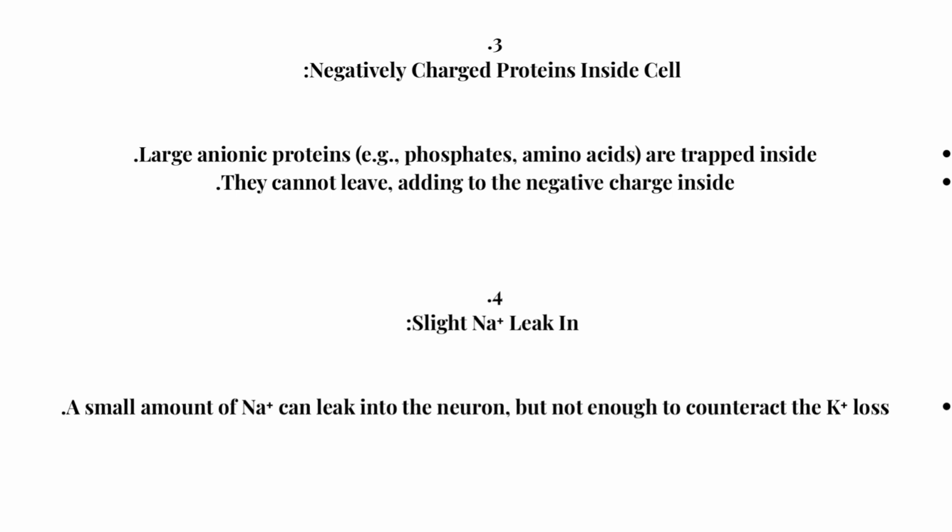3. Negatively charged proteins inside the cell. Large anionic proteins, e.g., phosphates, amino acids, are trapped inside. They cannot leave, adding to the negative charge inside. 4. Slight Na leak in. A small amount of Na can leak into the neuron, but not enough to counteract the K loss.